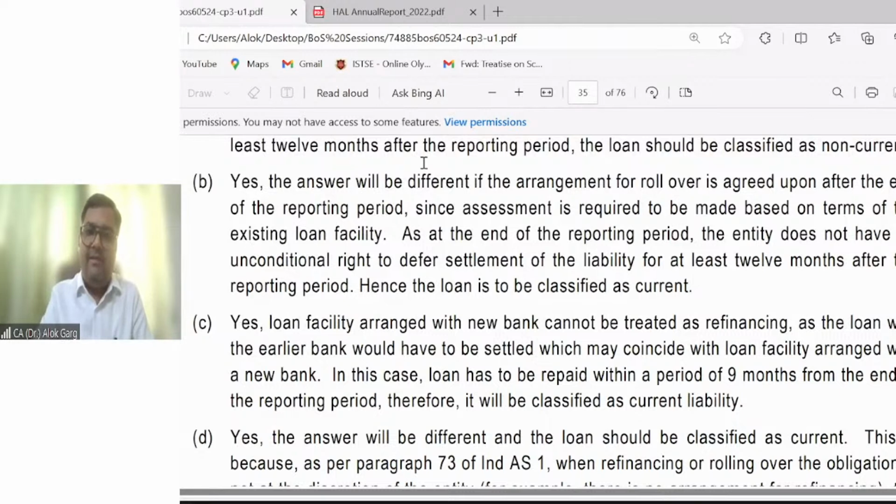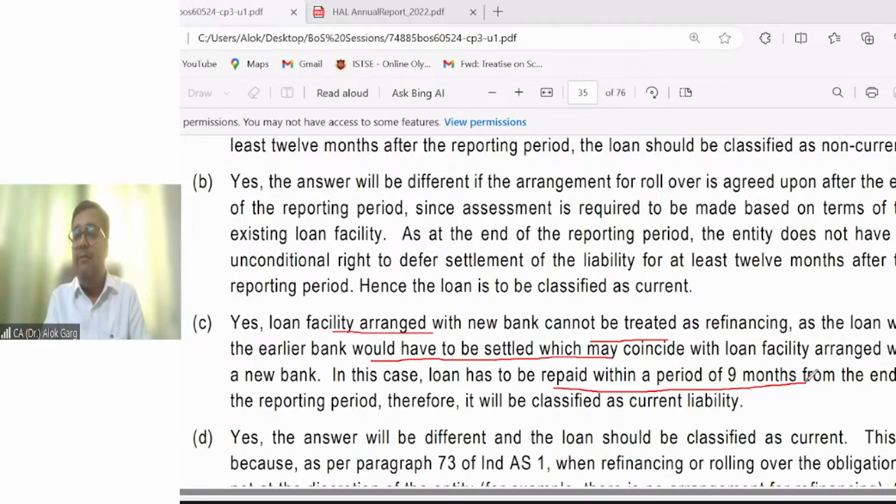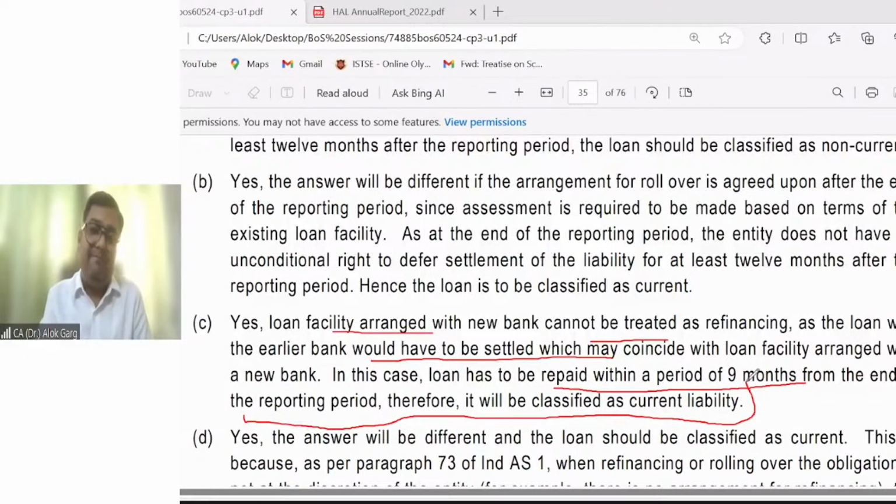So yes, the loan facility arranged with the new bank cannot be treated as refinancing, as the loan with the earlier bank would have to be settled, which may coincide with the loan facility arranged from the new bank. In this case, the loan has to be paid within 9 months from the end of the reporting period. Therefore, it will be classified as a current liability. The company does not have an unconditional right to defer the settlement of the first bank. The company has to pay the bank within 9 months. So it is a current liability. It is not a rollover. Right, friends?